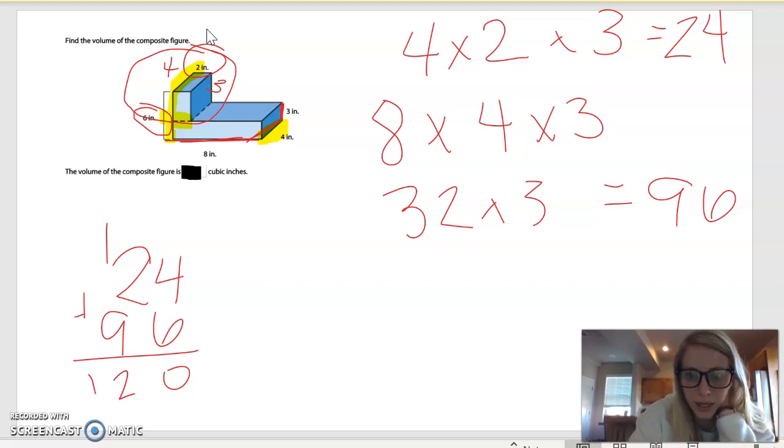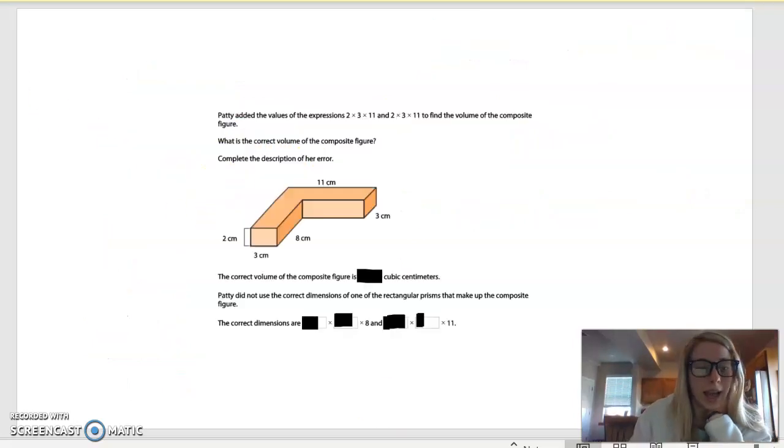Let me see if I can. And if I do this, 120 cubic inches is what we got, okay? All right, this one is a little bit trickier.